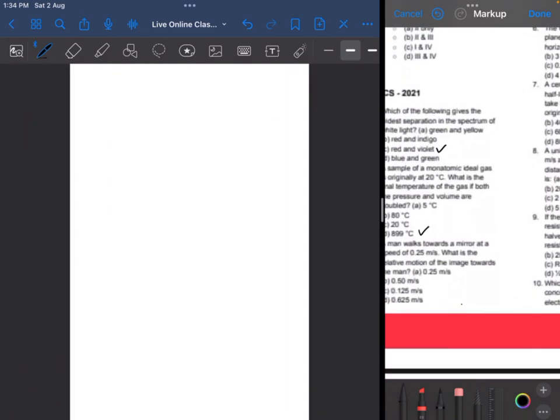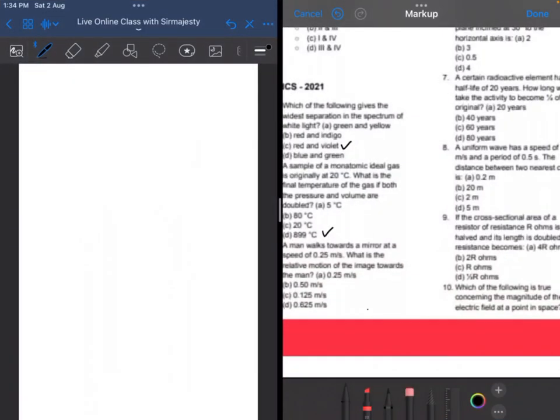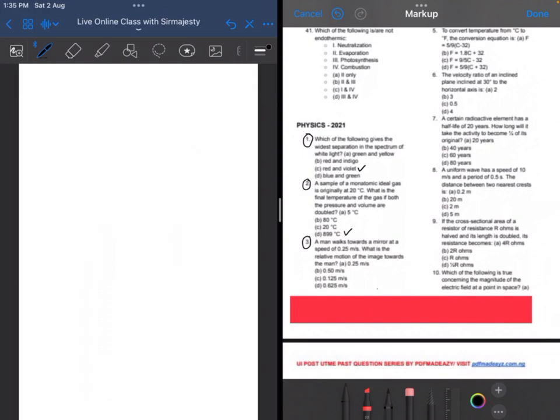Okay, so going over to number 3. A man walks towards a mirror at a speed of 0.25 meters per second. What is the relative motion of the image towards the man?